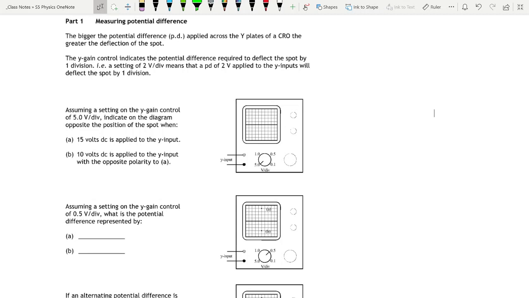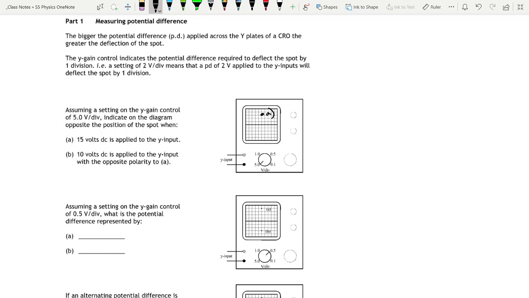So assuming a setting on the Y gain control of 5 volts per division, indicate in the diagram opposite the position of the spot when A, 15 volts DC is applied to the Y input. Okay, so 15 volts. We said it's 5 volts per division. So 1 would be 5, 2 would be 10, 3 would be 15. So get rid of those first 2 spots. That there is 15 volts. Basically it would be 3 squares up from the middle line.